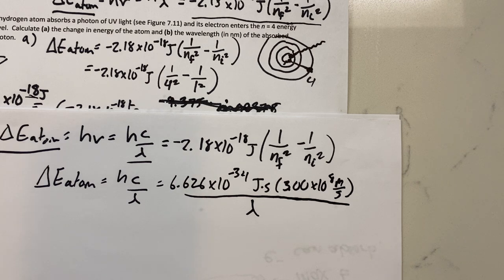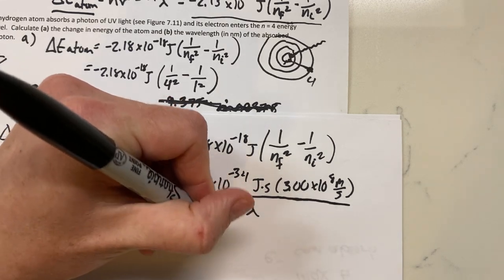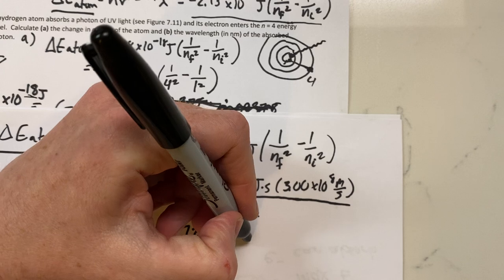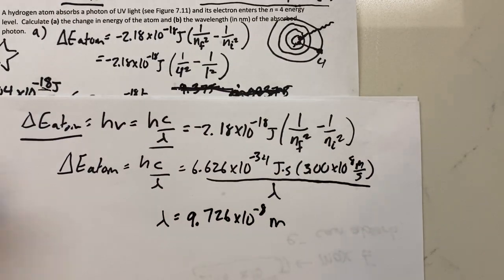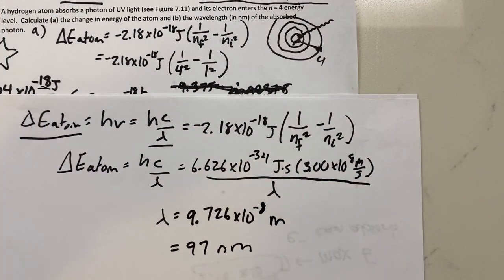So I set that equal to 6.626 times 10 to the negative 34 times 3 times 10 to the 8 divided by some x. And I get an answer that lambda is 9.726 times 10 to the negative 8, and that would be in meters. Now, your next question always should be, does that answer make sense? If you put this into nanometers, that would be 97.3 nanometers.